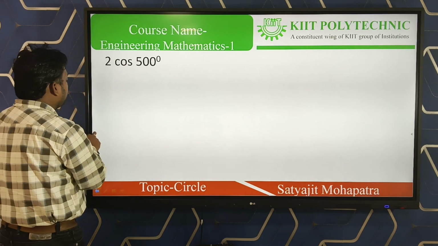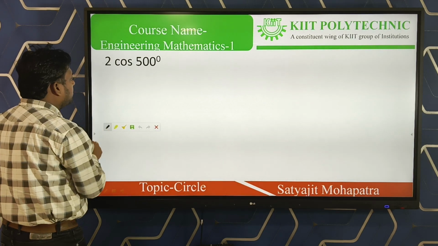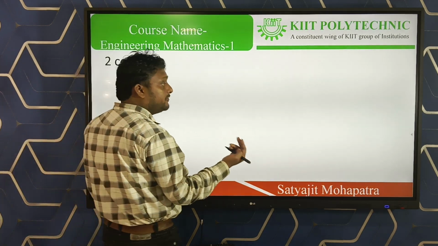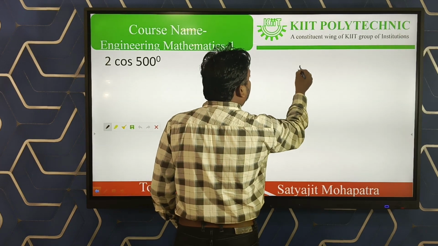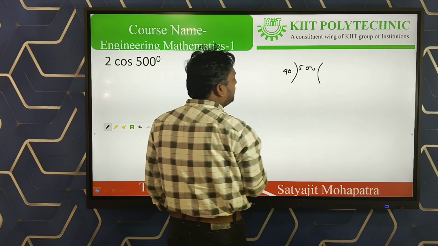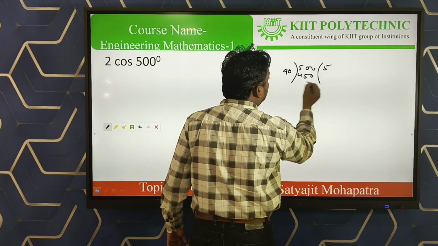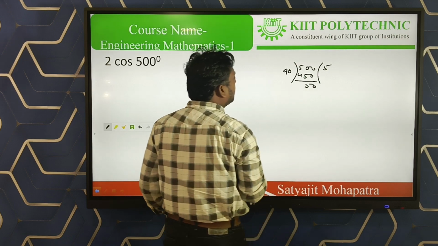Here we have to find cos 500. How to do this? See, we divided the previous one by 180. Let's divide this 500 by 90. How the formula is implemented here: 5 times 90 is 450, and the remainder is 50.